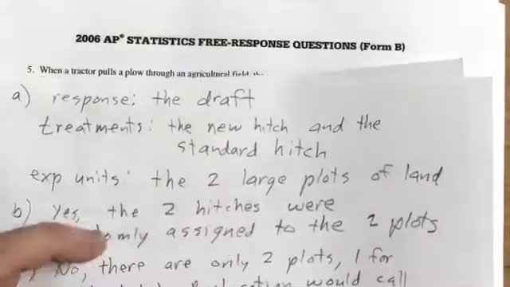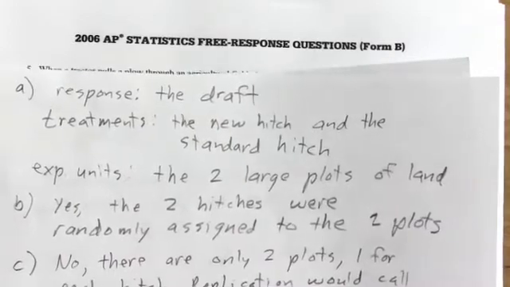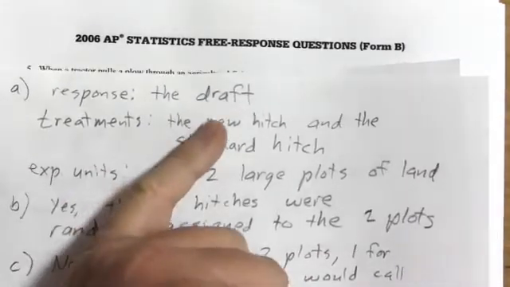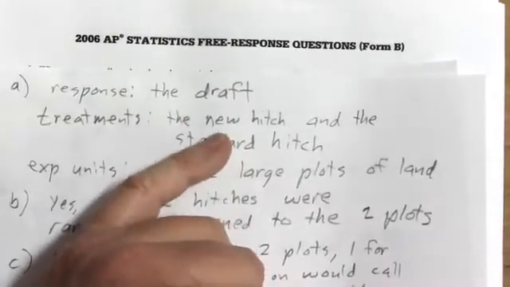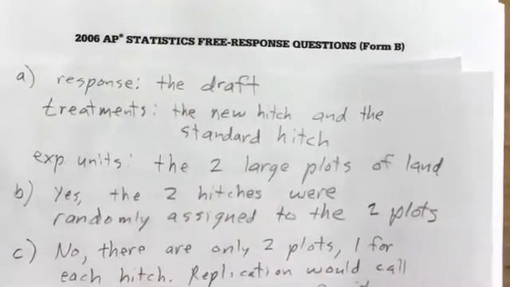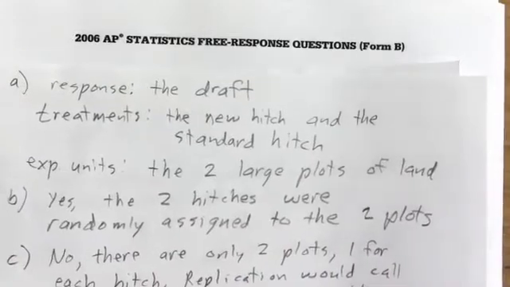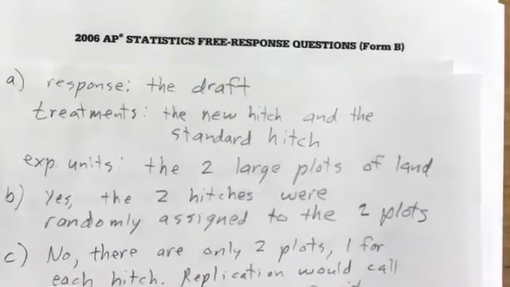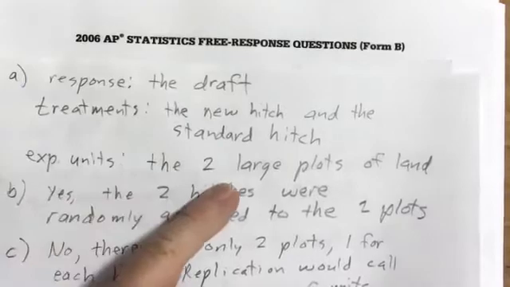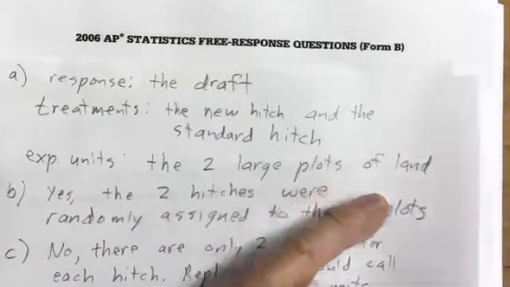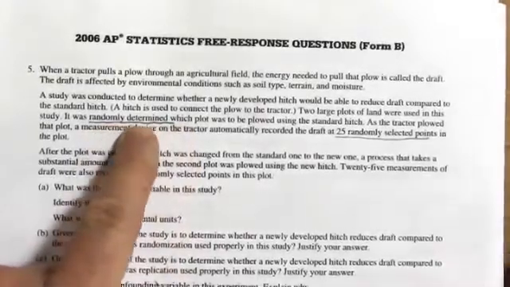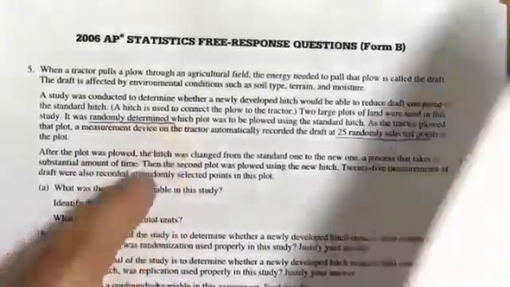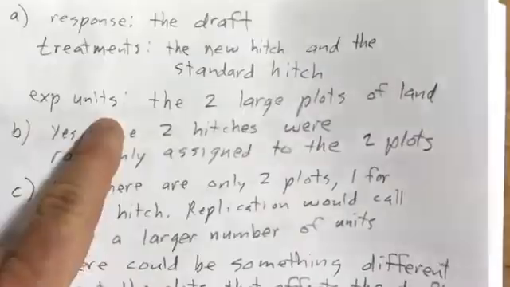The treatments are what we are in essence randomly assigning to our units: the new hitch and the standard hitch. That's what we want to see whether or not it works. That's what we want to compare. The experimental units are whatever is receiving the treatments. And what is receiving the treatments? It's the two large plots of land. The hitches are being randomly assigned to the two plots. So that may be a bit confusing, but that's what it is.